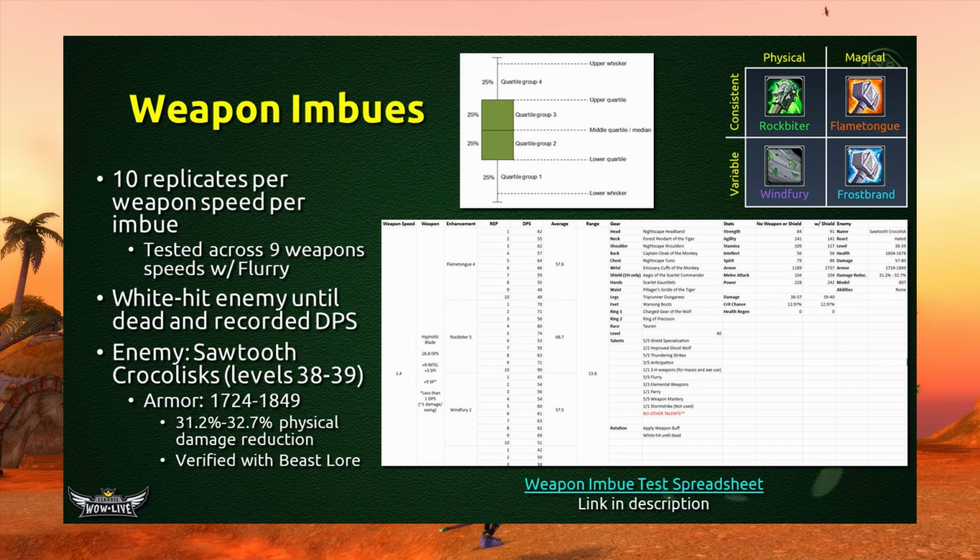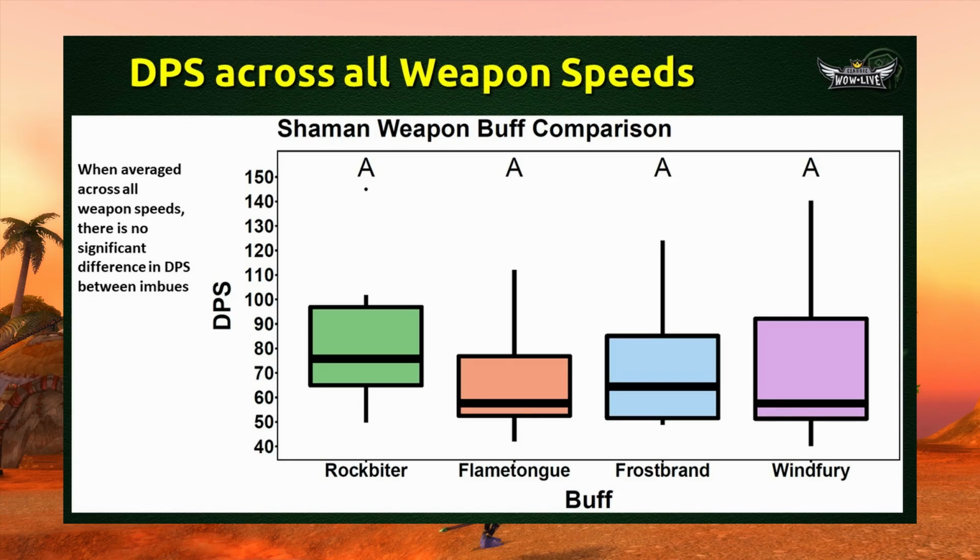So there is a spreadsheet to show you the tests that I did and all of the math and what I was wearing and my talents and everything. So if you want to click on that spreadsheet, the link will be in the description. So let's get into what I found. First, let's look across all weapon speeds. So this is all DPS per weapon imbue averaged across all weapon speeds.